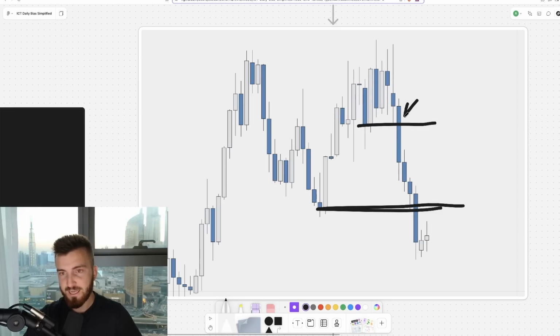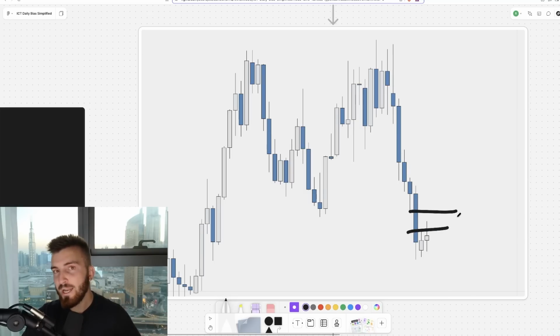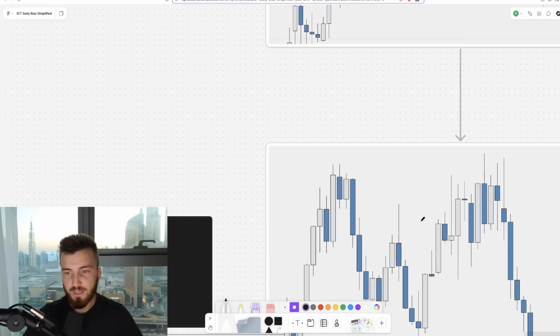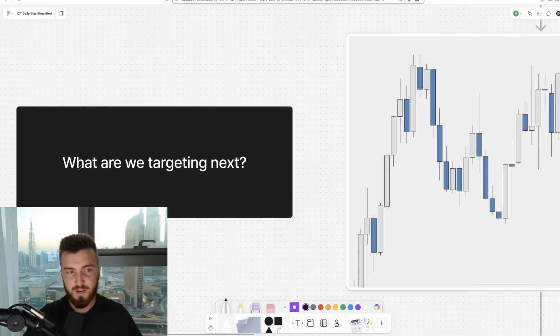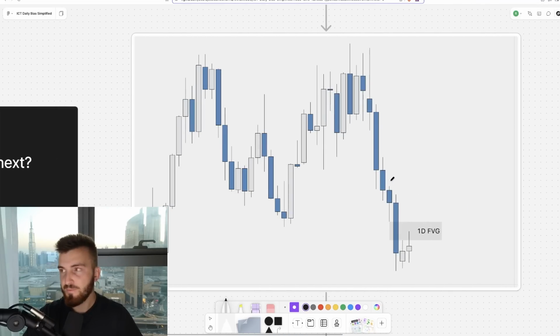So after this daily candle closure, your bias would be bearish constantly because you would ask yourself, okay, where are we? What is the current market structure? So it's bearish. What are we going to target next? We are going to target this low, right? But in this specific case, we are bearish and we are at a daily fair value gap. So what is the daily bias? Well, let's ask ourselves, we are at the daily fair value gap, what are we targeting next? That is the next question.